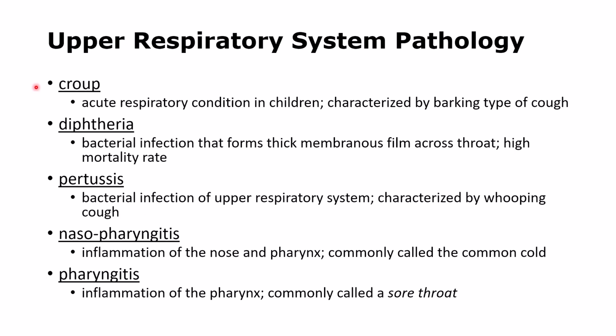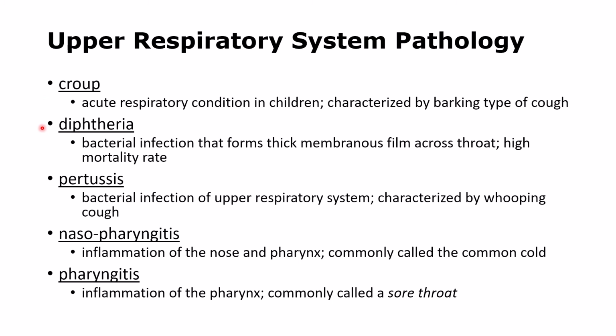And here are some diseases. One is called croup, and this is common in children. So acute tracheobronchitis, and the person will have a barking cough, usually a dry cough, and that is the characteristic of the disease. It's a viral infection usually.